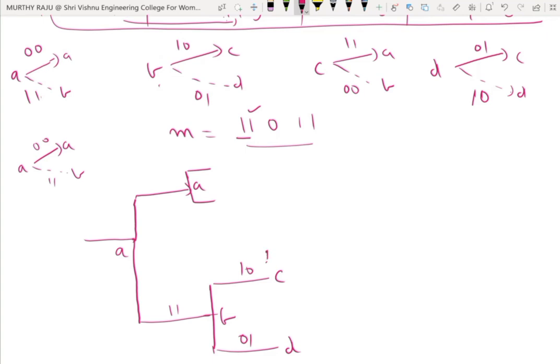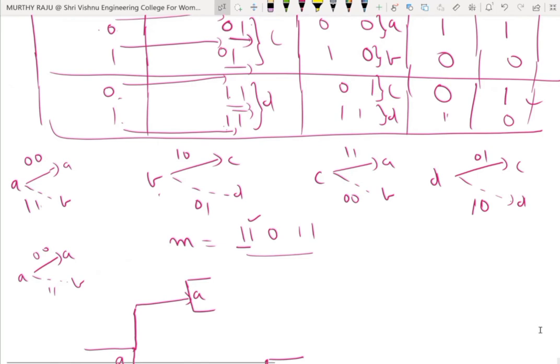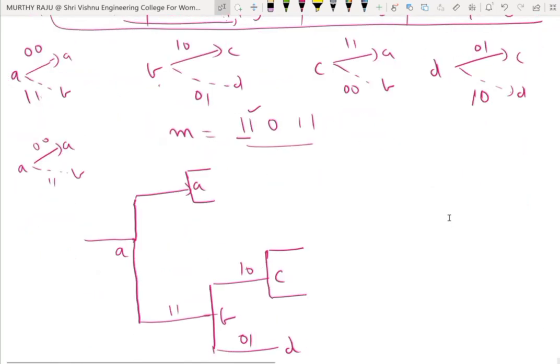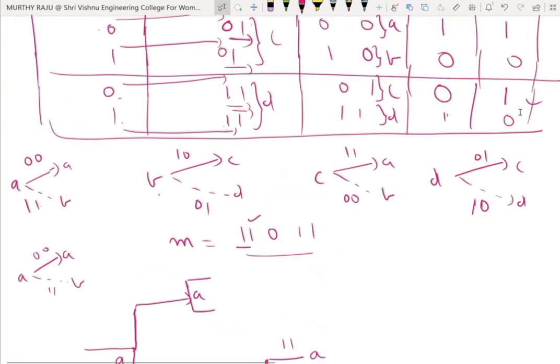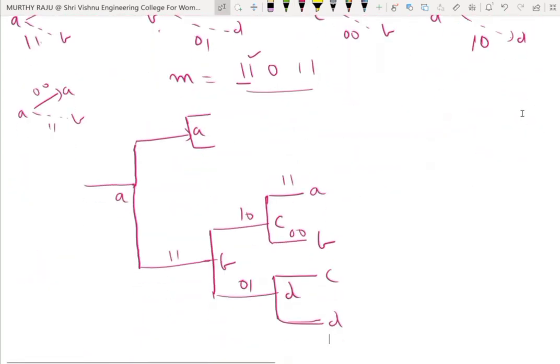Next one, from C to A, C to B. Output is 1 1 0 0. D to C, D to D. Here D to C, D to D, output 0 1 1 0.